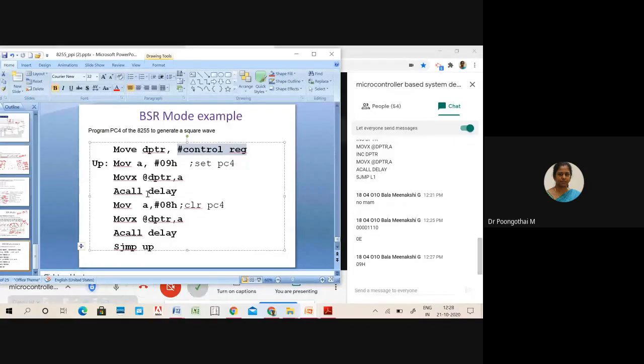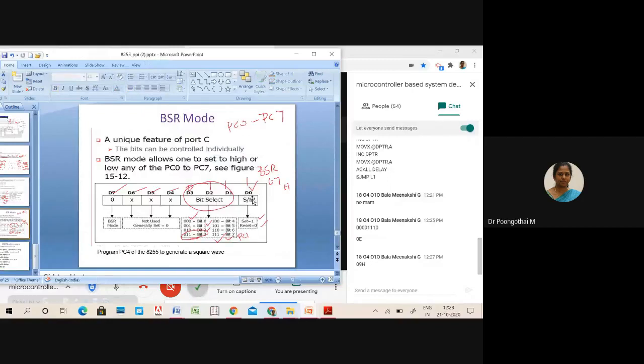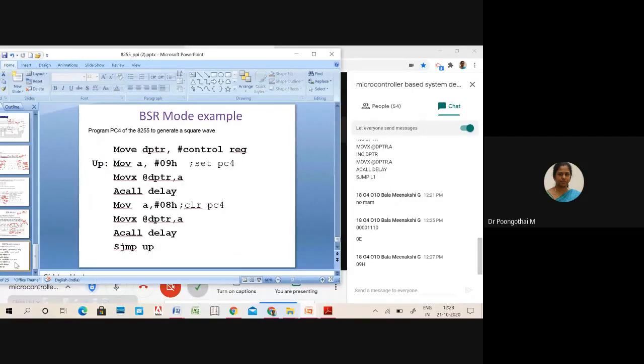Call the delay routine. Next, for generating a square wave, you have to clear the bit for continuous toggling. In this case, reset means the last bit will be 0, so the answer becomes 08. Move that value to the accumulator, then from the accumulator to the control register, and call the delay routine. So using PC4, the square wave is generated. In this way, we can generate a square wave or control individual devices using port C. Is that clear?